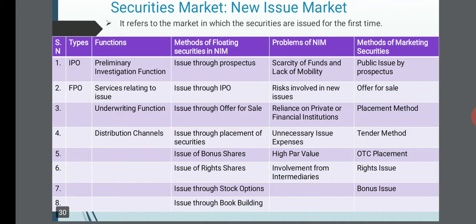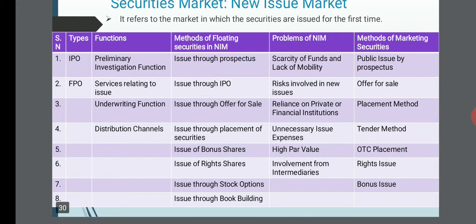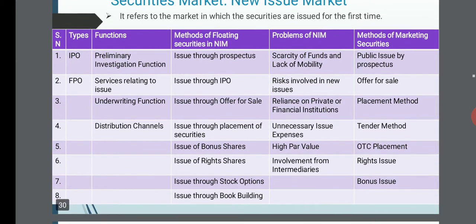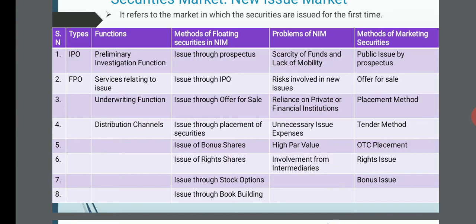Methods of floating securities in the NIM, that is the new issue market, are: issued through prospectus, issued through IPO, issued through offer for sale, issued through placement of securities, issue of bonus shares, issue of rights shares, issued through stock options, and issue through the book building process.